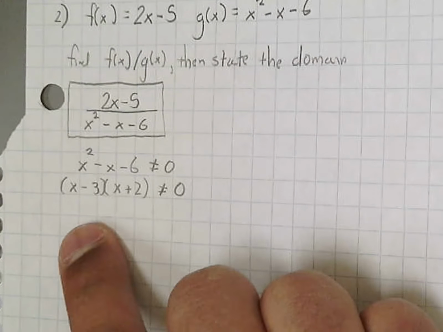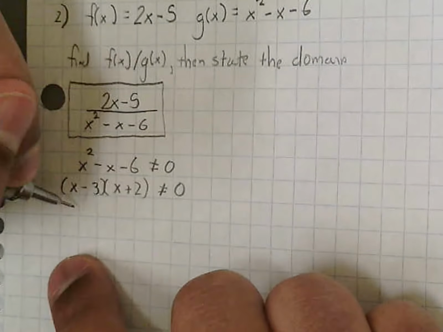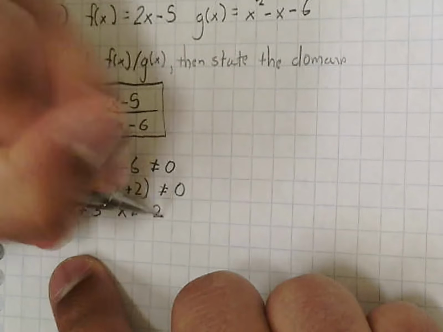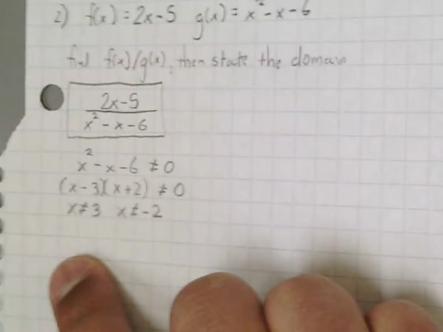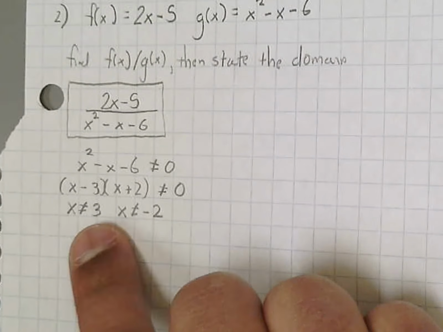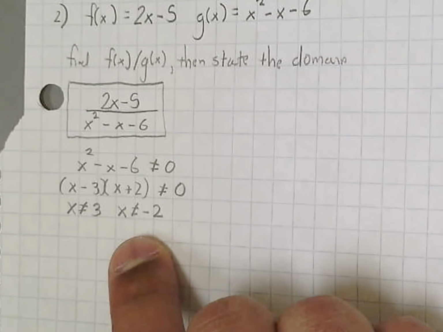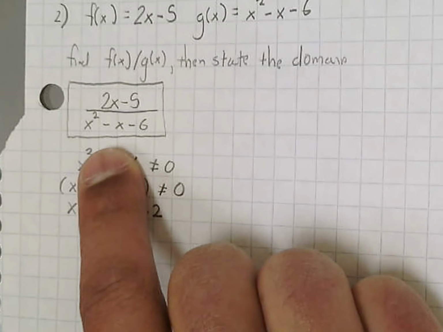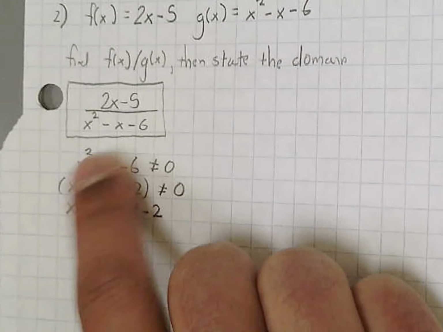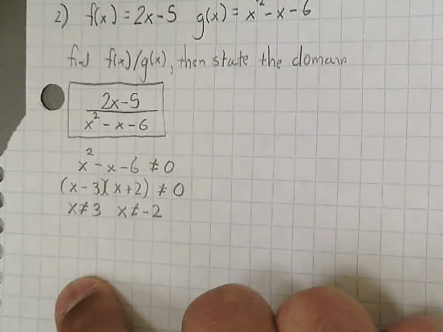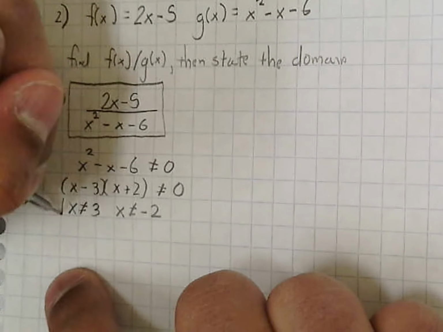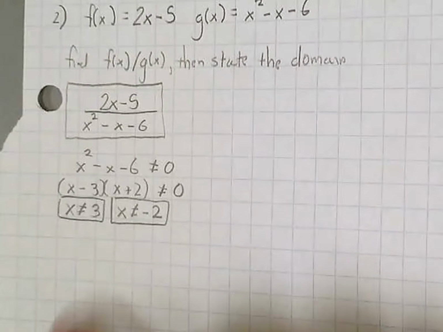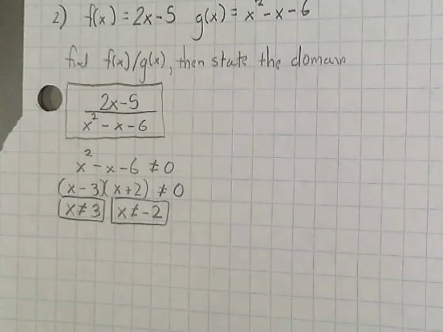So by the zero product property, I see that x cannot be 3 and x cannot be negative 2. Any other x values are fine except for these two. These two, if I plug them in for x, and you could pause this video and try, you'll see that it would cause the denominator to be 0, which would return an undefined solution. So our domain is x cannot be 3, x cannot be negative 2, x can be any other value except those two.